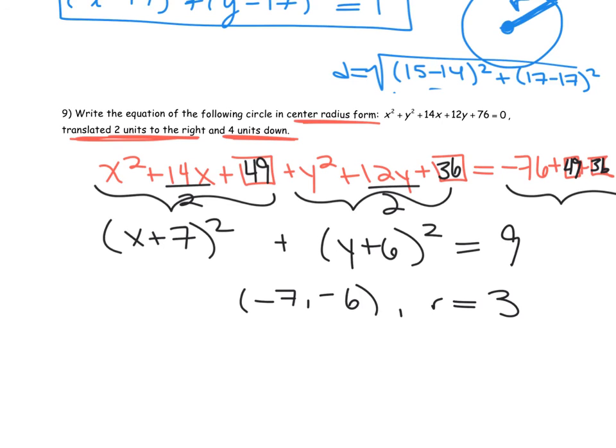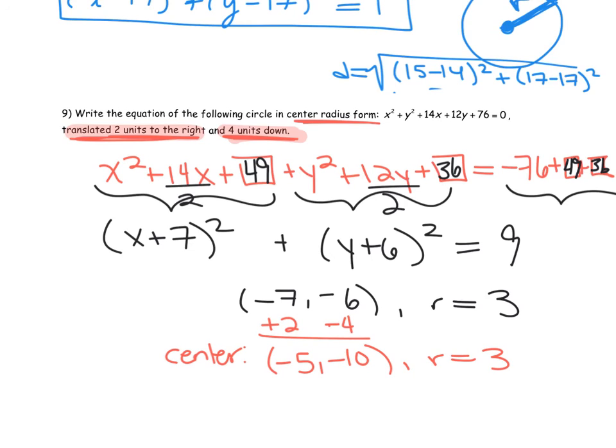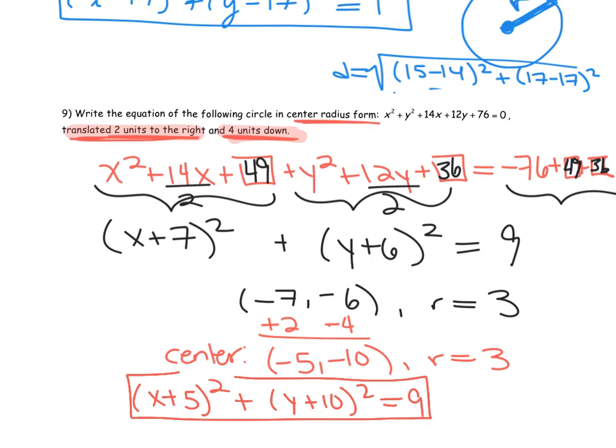And now the last step that we have to do is we're just going to translate it 2 units to the right and 4 units down. So we're going to go 2 units right, 4 units down. So here's my new center. My new center will be at -5, -10. Again, the radius still stays 3. Nothing happens there. And my final equation is going to look like x plus 5 squared plus y plus 10 squared is equal to 9. There's your equation that's been recentered based on the translation.